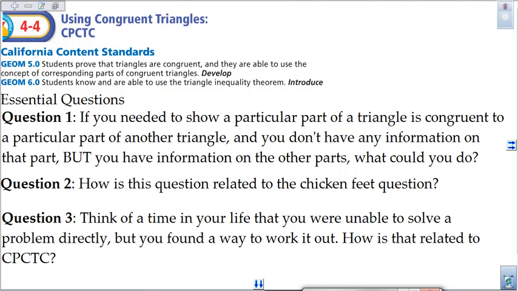Okay. And question number 3. Think of a time in your life that you were unable to solve a problem directly, but you found a way to work it out. How is that related to CPCTC? Okay, before we can even think of those questions, we need to see what in the world is CPCTC.